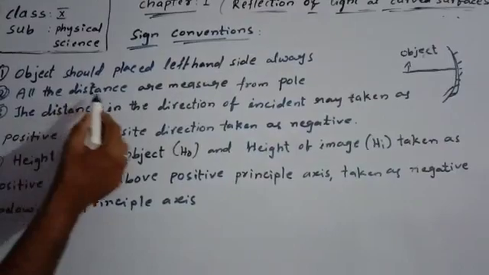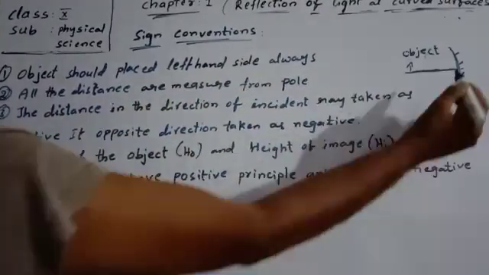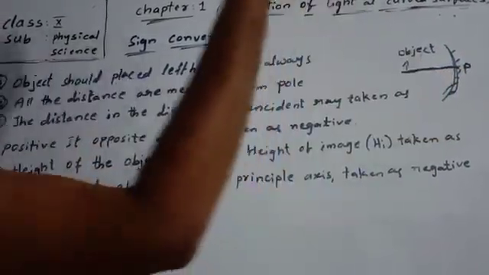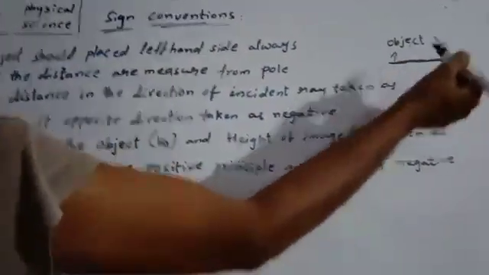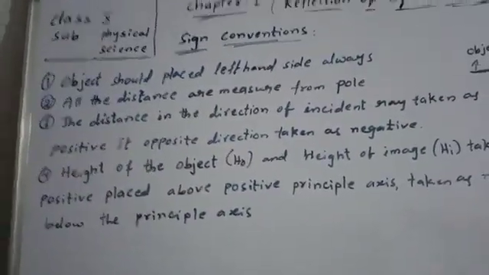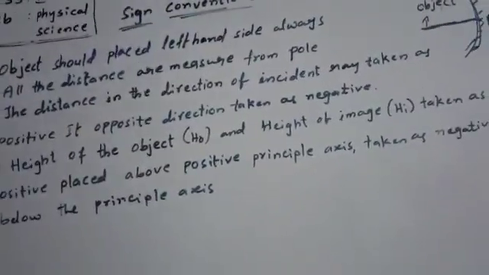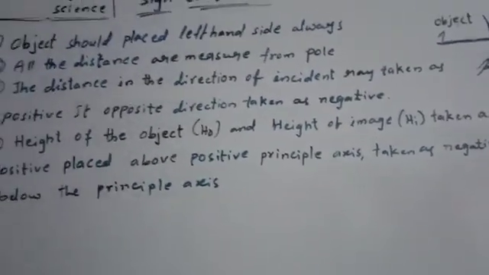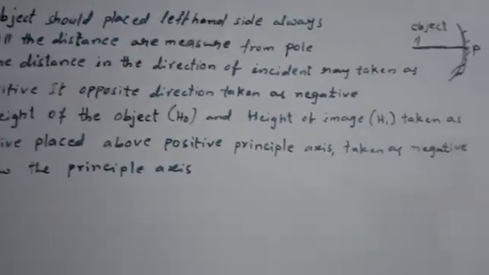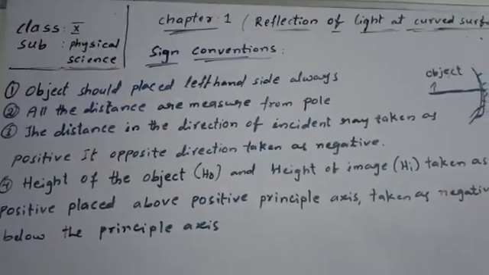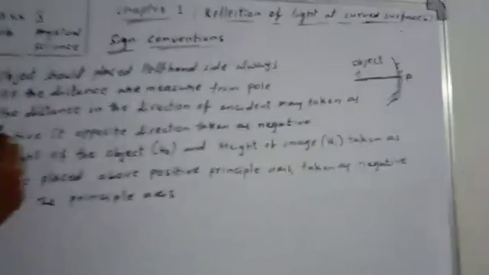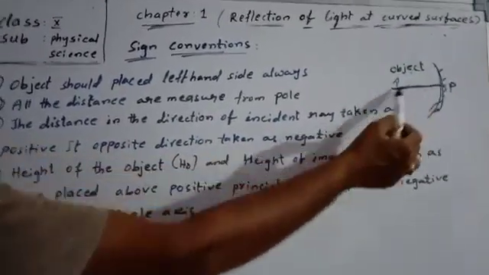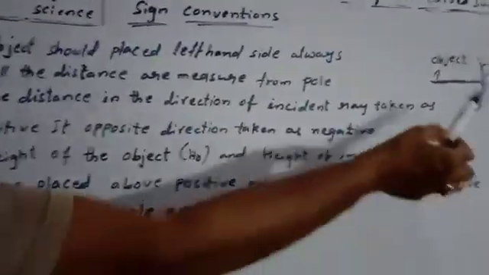And then, all the distances are measured from the pole. The pole is here. From the pole we always measure to the object, taking the length of how much distance the object is from the pole. That is the second point: all distances are measured from the pole.